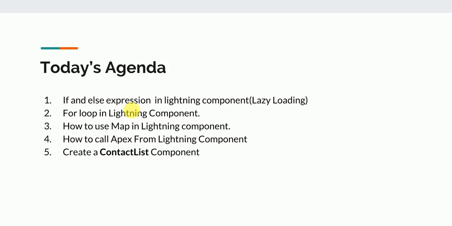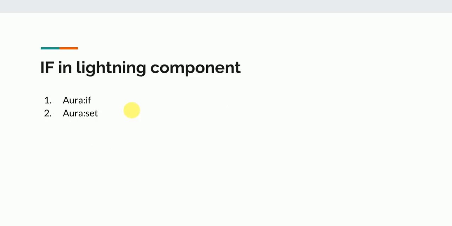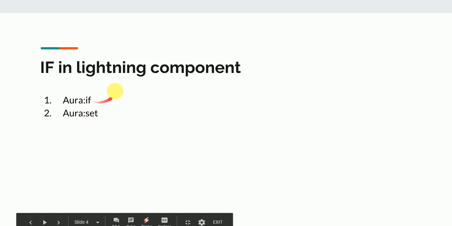So let's go ahead. For the if condition in a Lightning component, we have two tags that come under the Aura framework: aura:if for rendering any particular portion based on the condition, and if we want to render some other portion whenever the condition is not true, I mean if the condition is false, then we have to set the attribute as else with the help of the aura:set tag. So let's see how we can create a sample if and else attribute in our Lightning component.